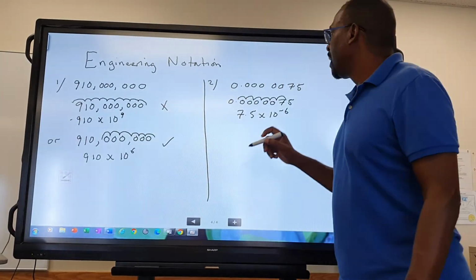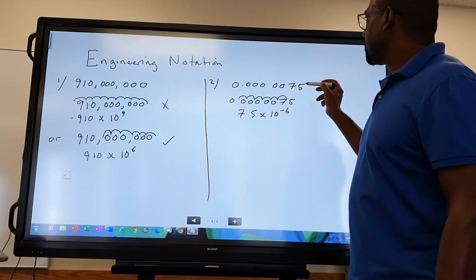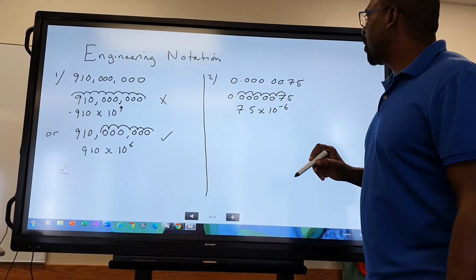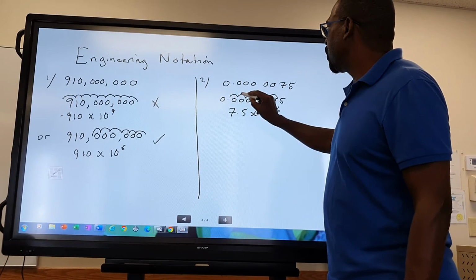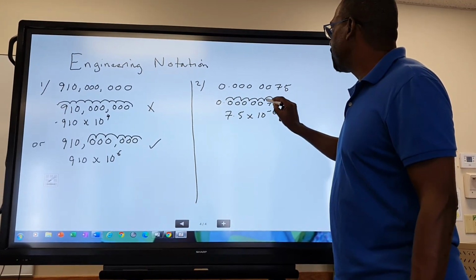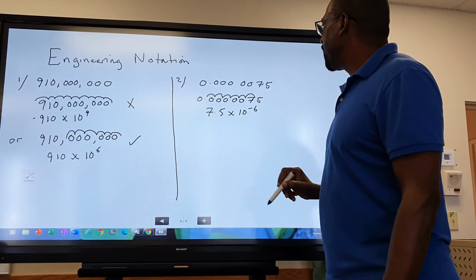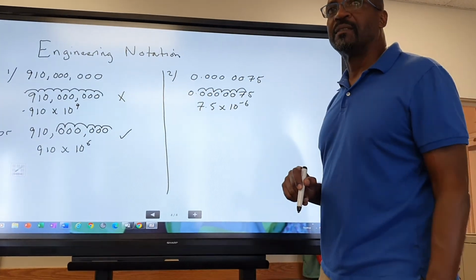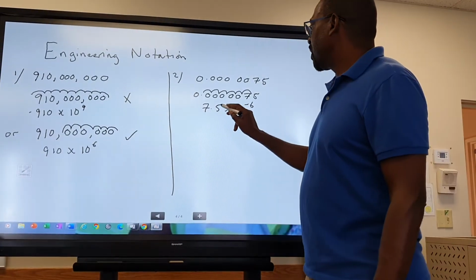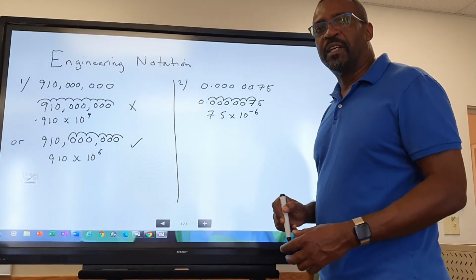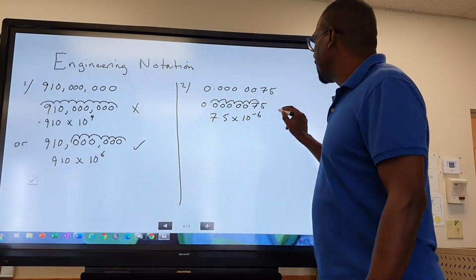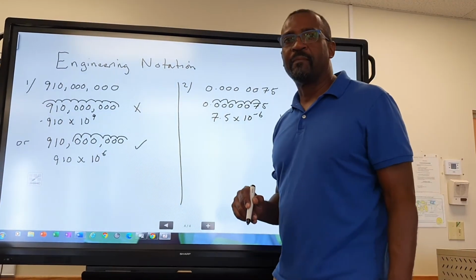Got it? So for a small number, much smaller than 1, move the decimal point 1, 2, 3, 4, 5, 6. So it's 7.5 times 10 to the minus 6. Got it? So it could be 1, 2, or 3 to the left of the decimal point. So this is correct. Guys understand?